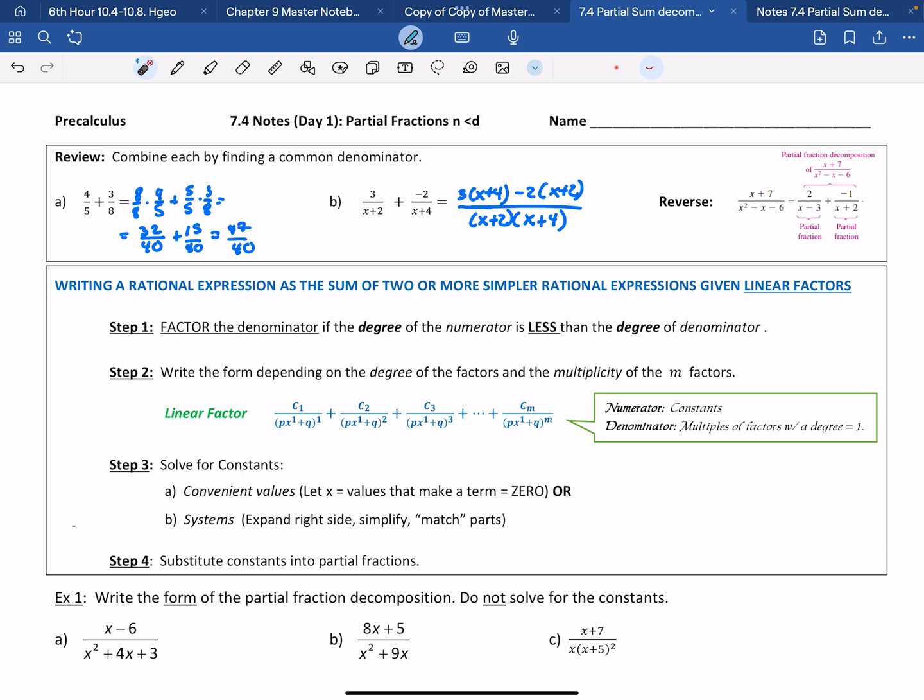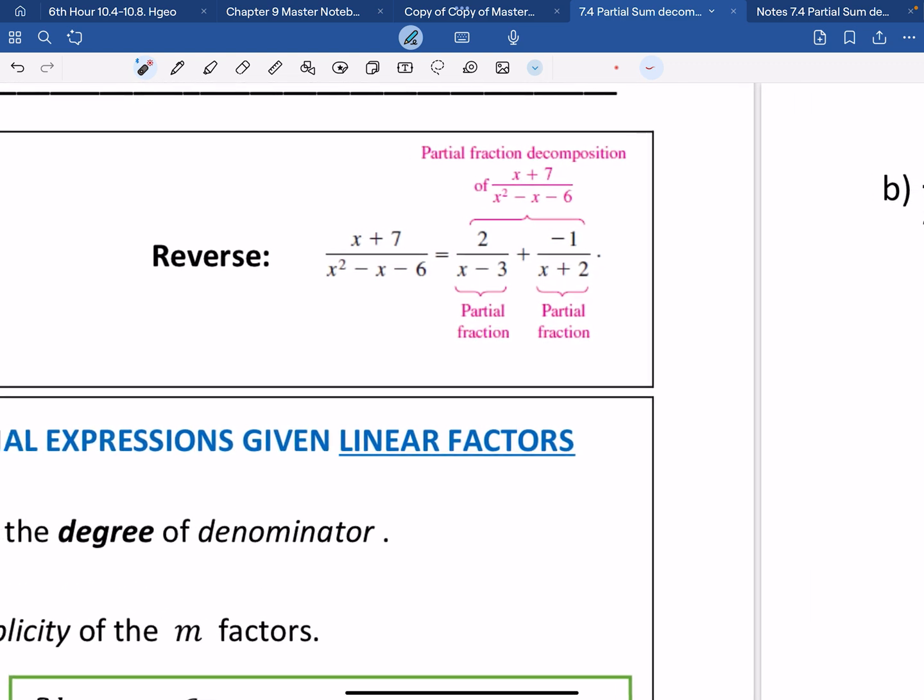The whole process of what we're going to be doing is we're going to be given something like this, and we're going to go backwards in time. Our goal here is, what were the original two numbers on the top? It's called a partial fraction decomposition.